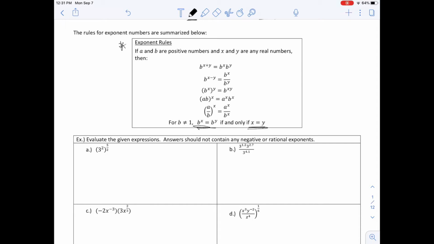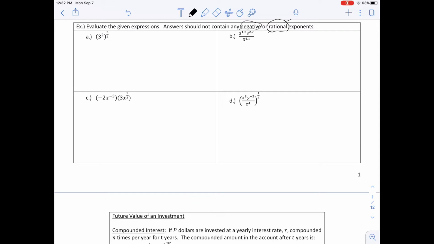The first example says, evaluate the given expressions. Answers should not contain any negative or rational exponents. This word rational means fraction. And so if you ever have a fraction exponent, then you need to rewrite it. If you were to have something like b to the m over n, this is the same thing as saying b to the m power with the nth root. Likewise, it says no negative exponents. And if you ever have b to any kind of negative exponent, that means it needs to be rewritten as 1 over b to the positive exponent n.